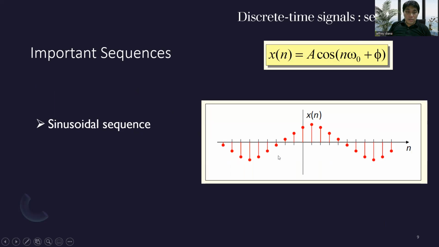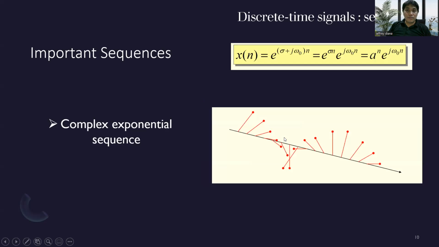The next important sequence is the sinusoidal sequence. For the sinusoidal sequence, x[n] is equal to A cos(omega_0 n plus phi). In our diagram, we will see the sinusoidal sequence graph for x[n]. And this is the diagram for the sinusoidal sequence.